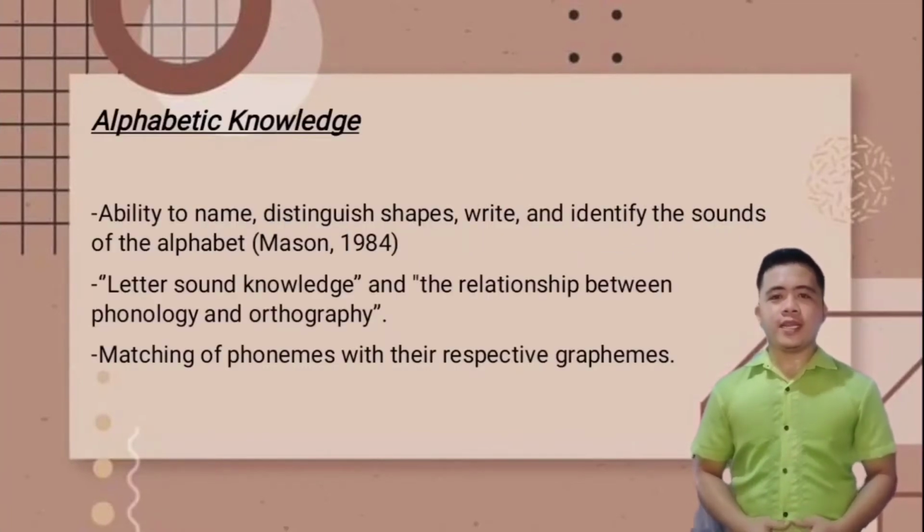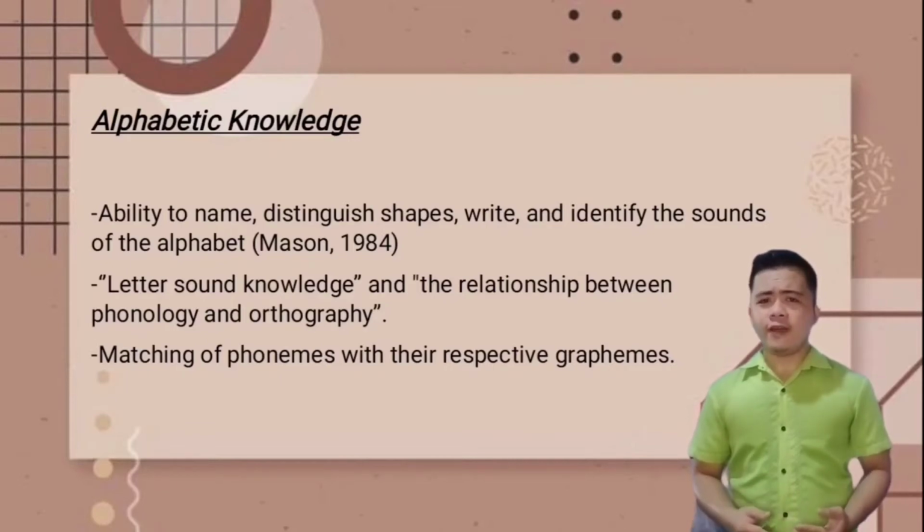Now let's move on to definition of terms. The first word is alphabetic knowledge, and it has many definitions. According to Mason 1984, it is the ability to name, distinguish shapes, write, and identify the sounds of the alphabet. It is also known as letter sound knowledge. And also, it is defined as the relationship between phonology and orthography.